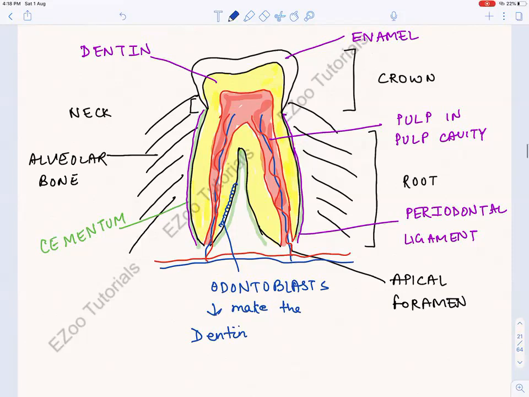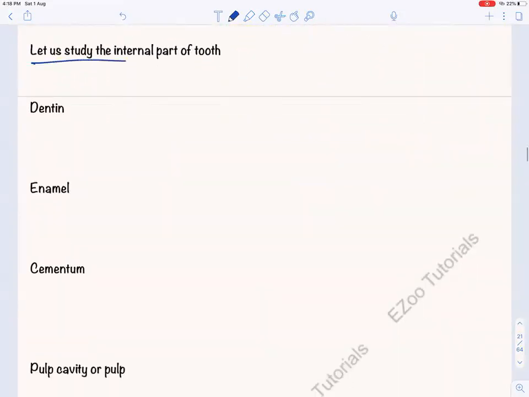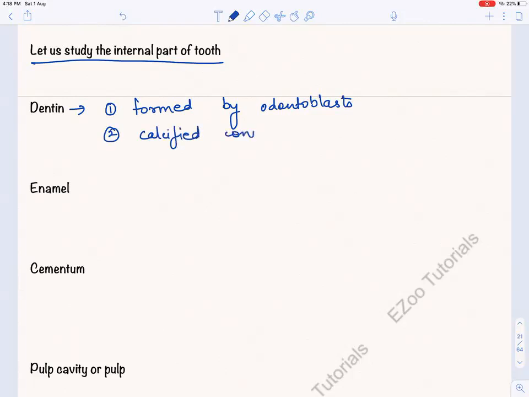Okay, now let us study the internal part of the tooth. There'll be a few points to remember. Dentine is formed by, just now I told you, odontoblasts. And it consists of calcified connective tissue. And one more important thing to remember is that it is mesodermal in origin. That's an important point to remember.